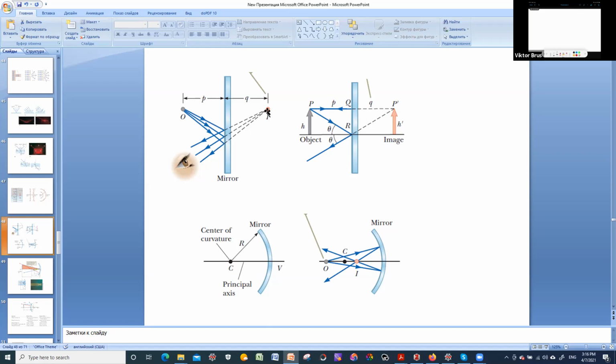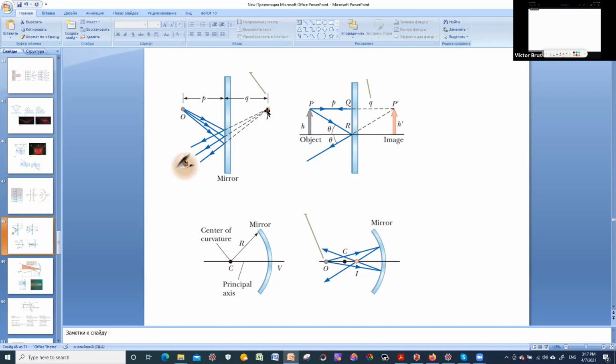That's why in this particular example, we have a virtual image, and what is necessary to know is that all images formed by a flat mirror are virtual images. It comes from the geometry and principle of functioning of this mirror, the flat mirror.